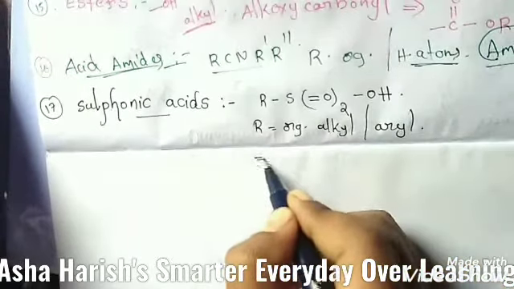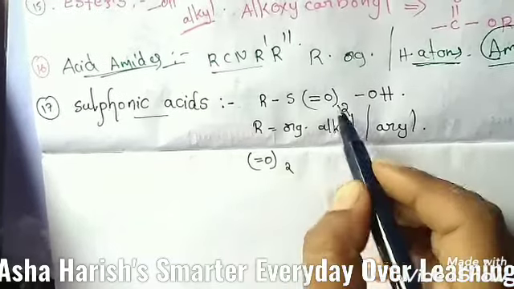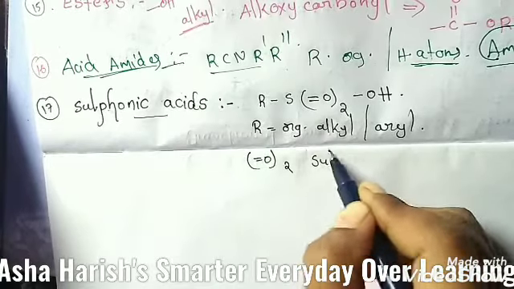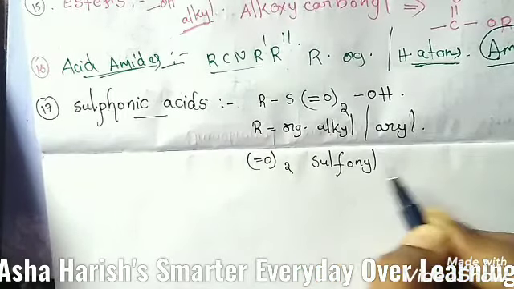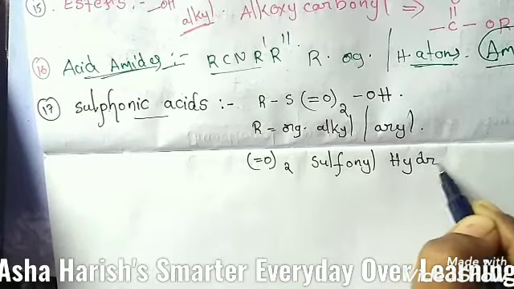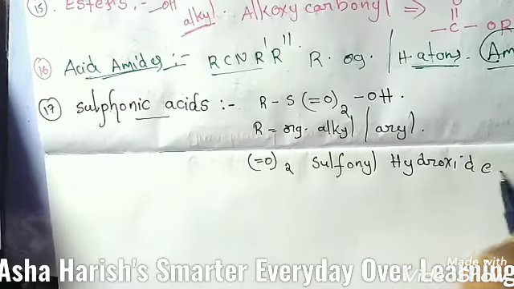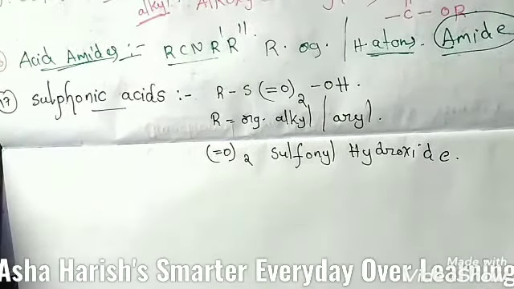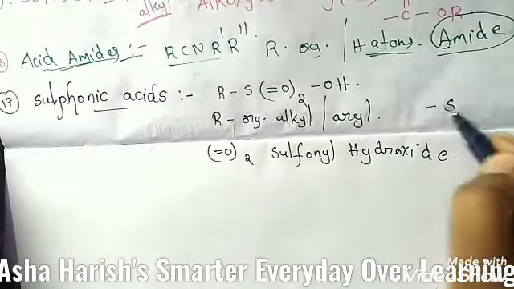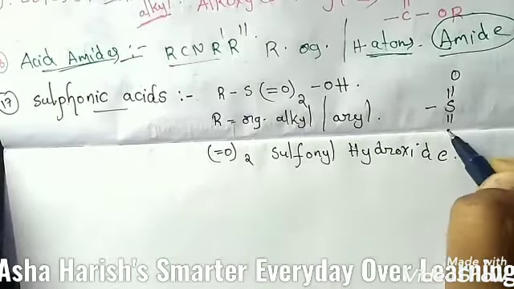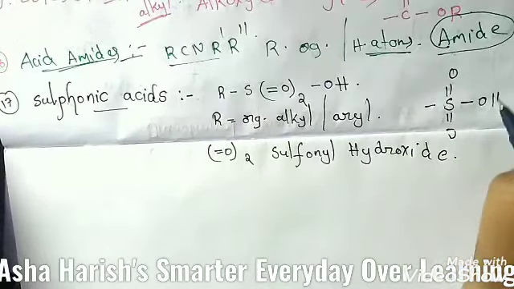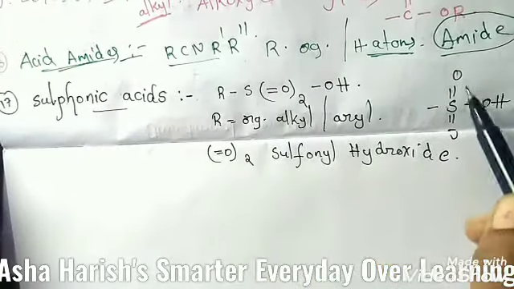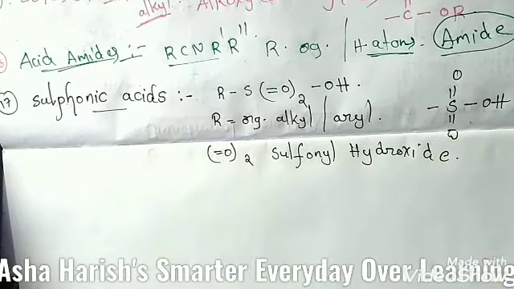And the next one here, double bond O twice. This is representing that group, a sulfonyl hydroxide. Sulfonyl hydroxide. Right, here last the structure for the sulfonic acids is S double bond O, again double bond O, OH. This is the sulfonyl hydroxide group, and double oxide groups are located here. This is about the structure.